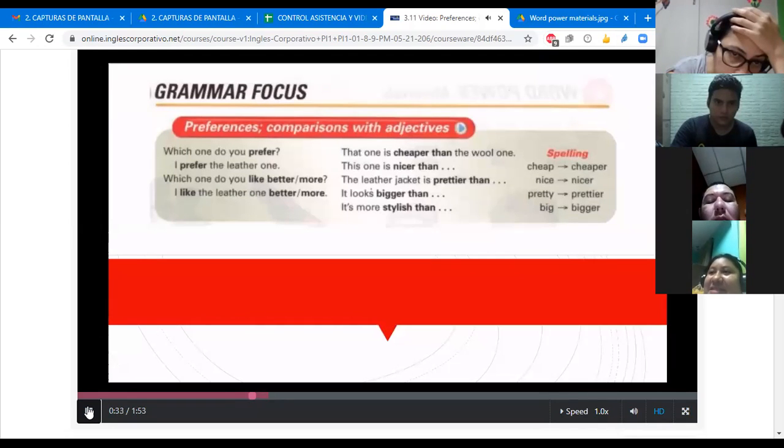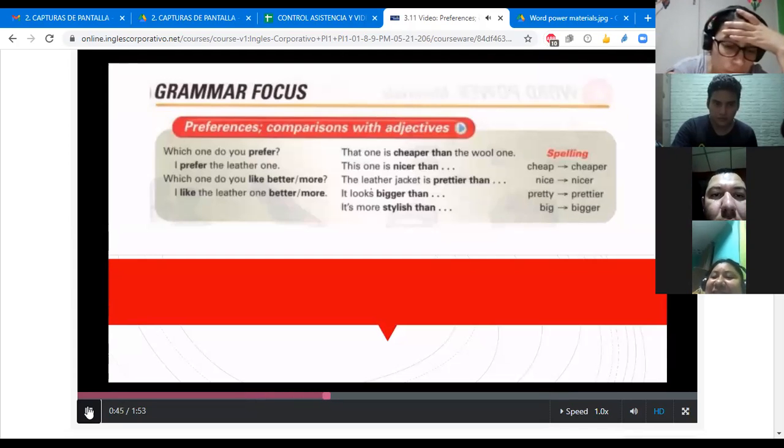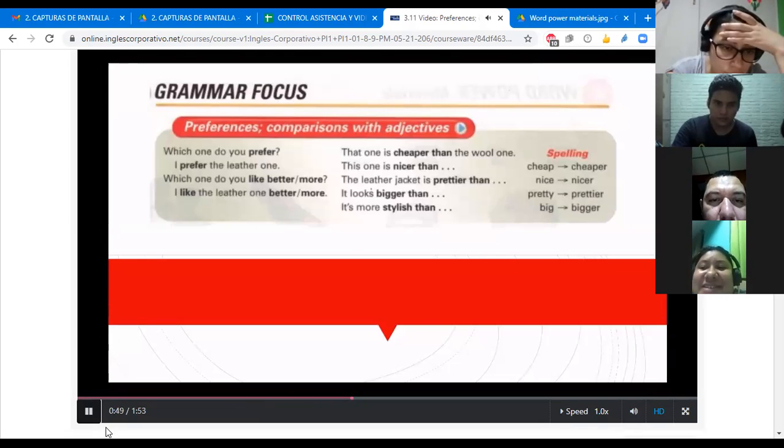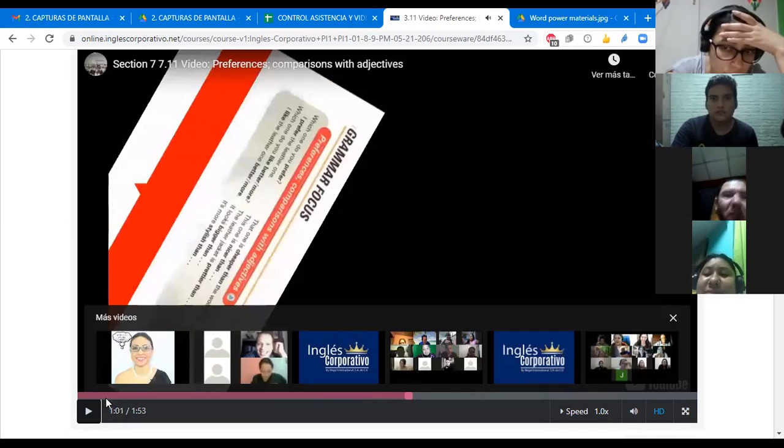That one is cheaper than the wool one. This one is nicer than the wool one. The leather jacket is prettier than the wool one. It looks bigger than the wool one. It's more stylish than the wool one. Spelling. Cheap. Cheaper. Nice. Nicer. Pretty. Prettier. Big. Bigger.